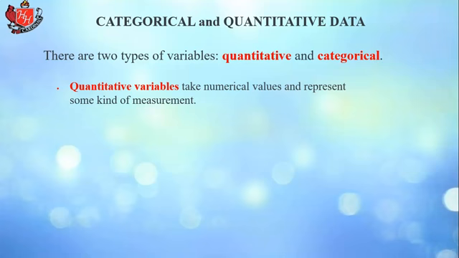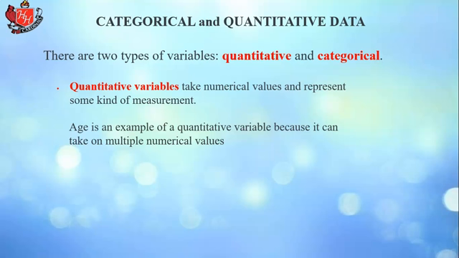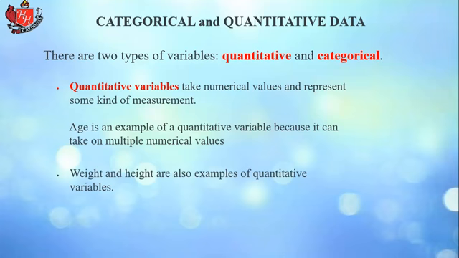Quantitative variables take numerical values and represent some kind of measurement. The age is an example of a quantitative variable because it can take on multiple numerical values. Weight and height are also examples of quantitative variables.